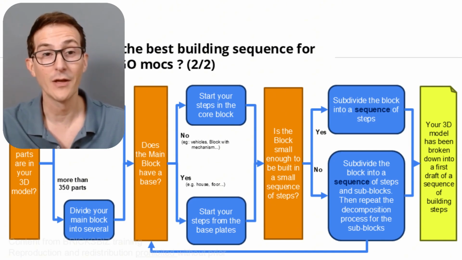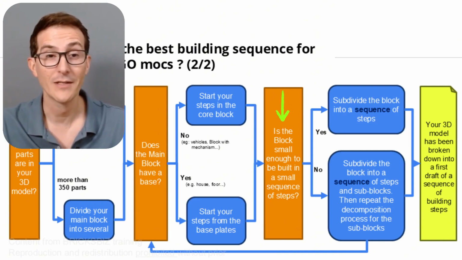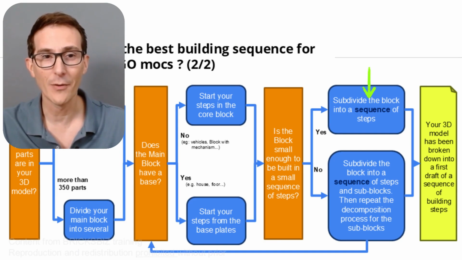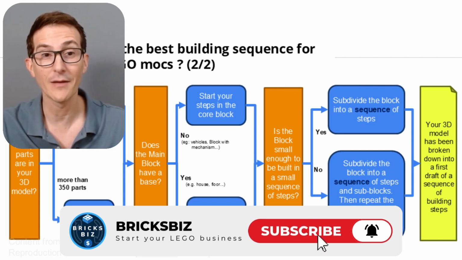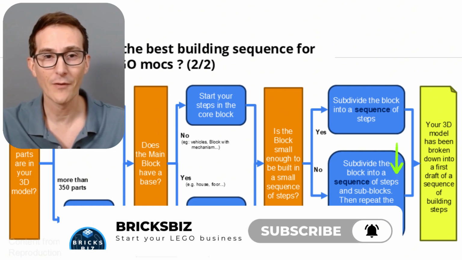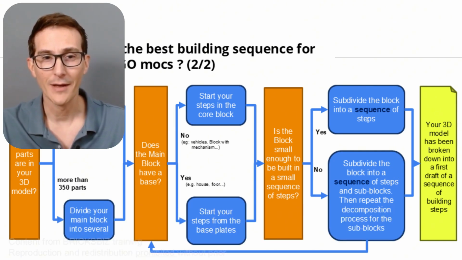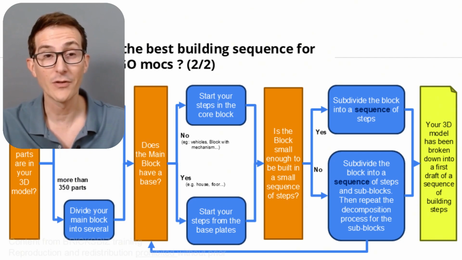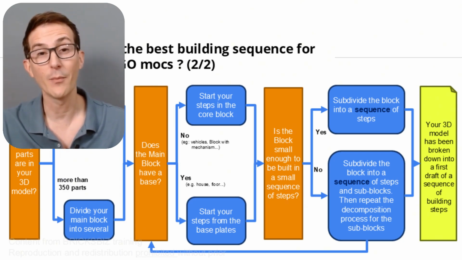Finally, ask yourself the question for each of the blocks you've isolated. Is it small enough to be built in a few simple steps? If this is the case, simply subdivide the block into one or more building steps. On the other hand, if this is not the case, your block is still too big. Therefore, I advise you to subdivide this block again into a sequence of steps and possibly other blocks. Repeat the decomposition process, asking yourself the same questions as for the main block.